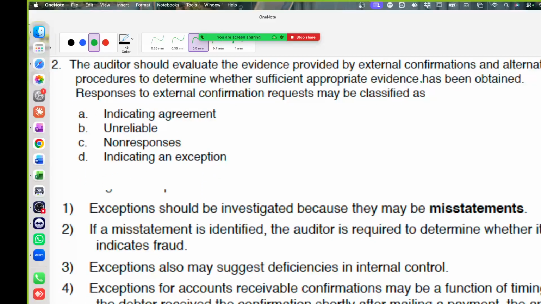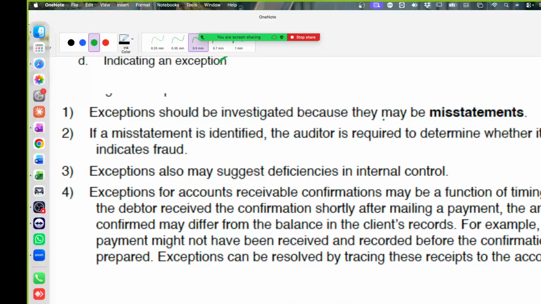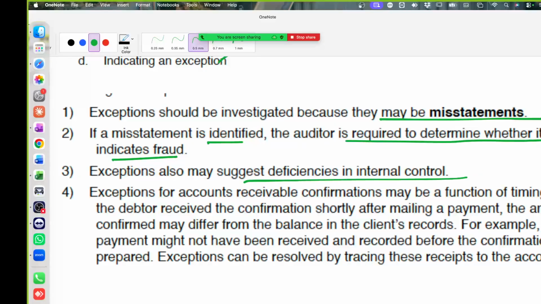The auditor should evaluate the evidence provided by the external confirmation. A response to an external confirmation may be classified as indicating agreement, unreliable, non-response, or indicating an exception. Exceptions should be investigated because they may be misstatements. If a misstatement is identified, the auditor is required to determine whether it indicates fraud or deficiencies in internal control.